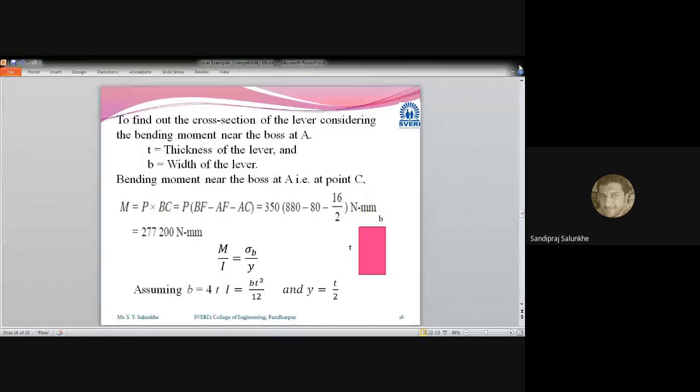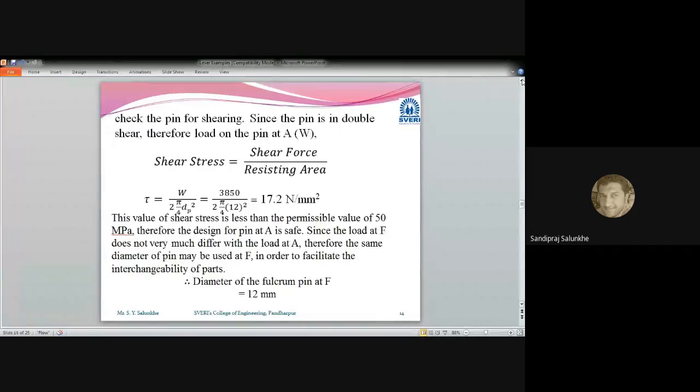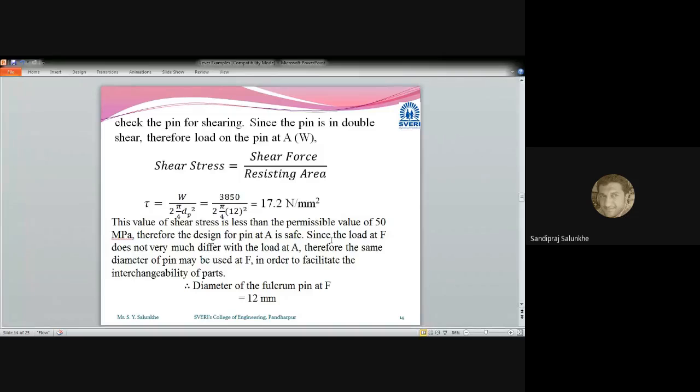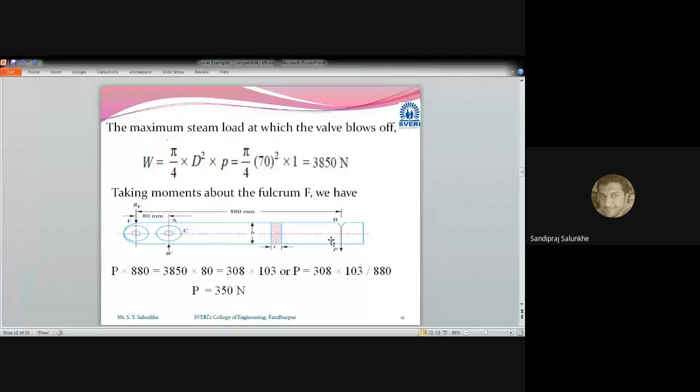Now the same pin has to be applied at this fulcrum also. So we are going to consider that the fulcrum and the pin which is at the steam stop wall differ only by 80 millimeter. That's why we will consider the same dimensions of pin, because the forces which are acting on that pin are less as compared to the forces which are acting on the pin at that steam stop wall.